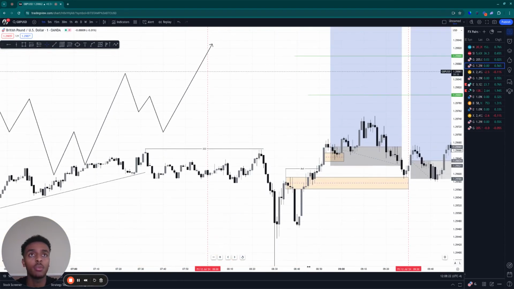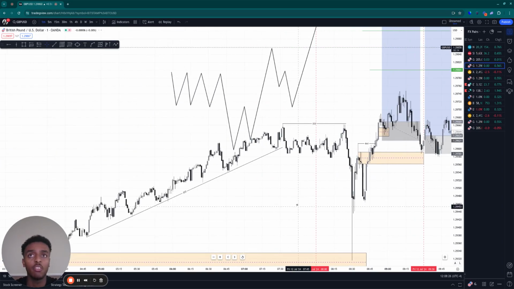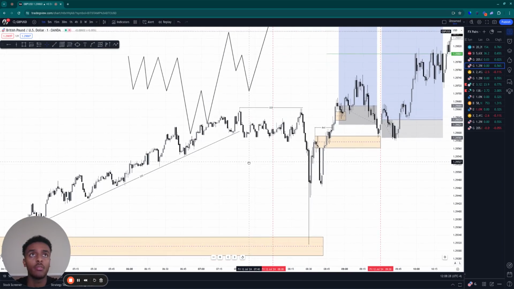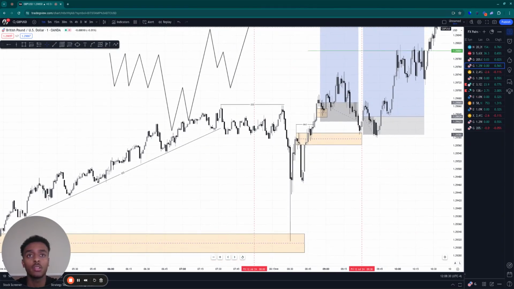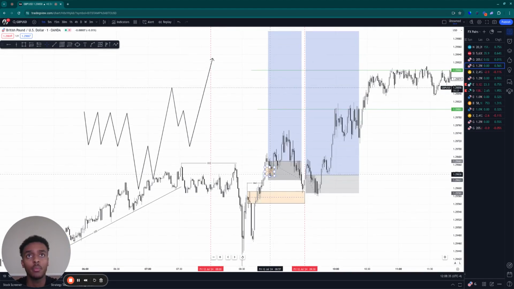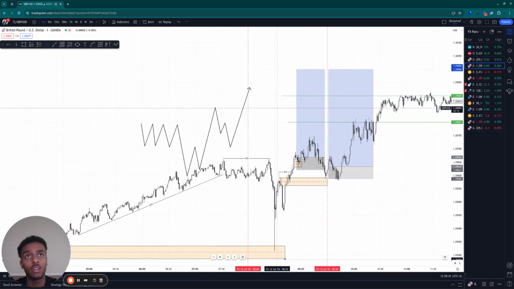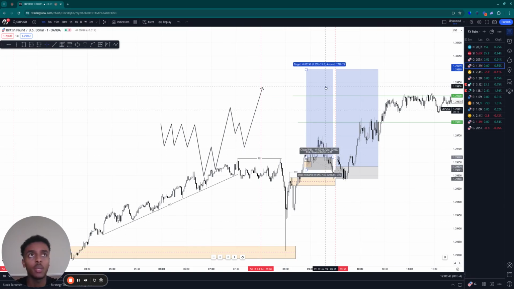The 5-minute, we had a low time frame change of character right here on the 5-minute. And from there, we just looked for execution points, and we took two of these. The first one was this fair value gap. I really didn't love this one, but I still ended up taking it because, well, it did run, but I just didn't secure fast enough. These were my take profits.